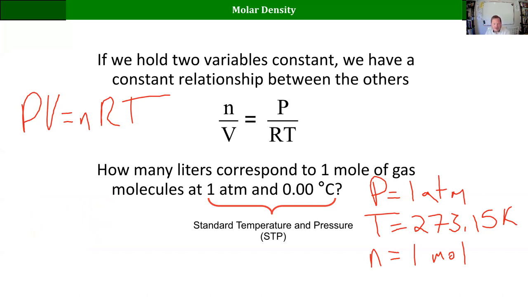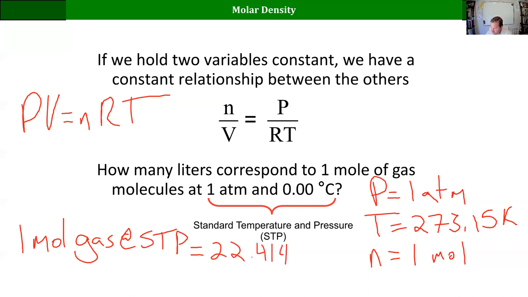It says at standard temperature and pressure, 1 mole of gas at STP equals 22.414 liters. So if you're at standard temperature and pressure, every 22 liters of gas is 1 mole of gas, which, as long as you're at standard temperature and pressure, is really, really convenient to be able to use as a conversion factor in order to go from moles to liters of a gas.